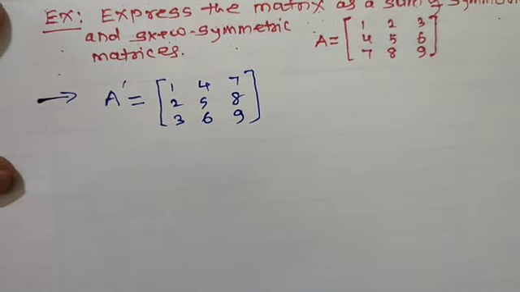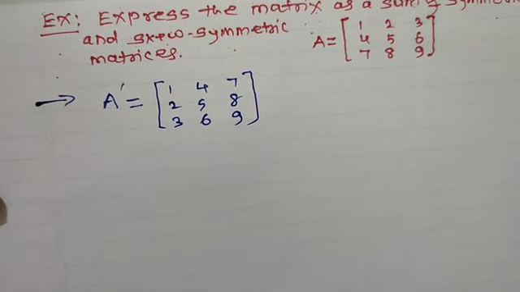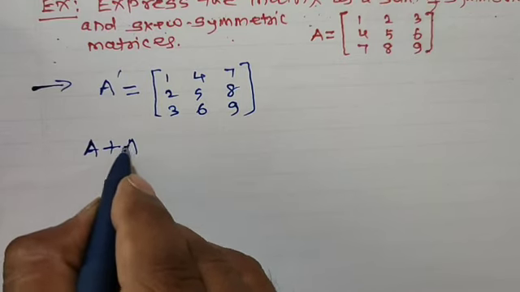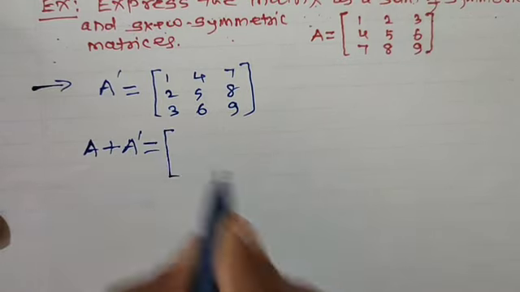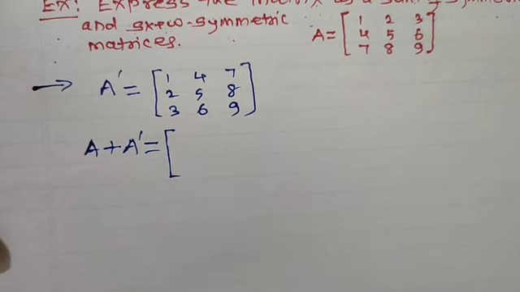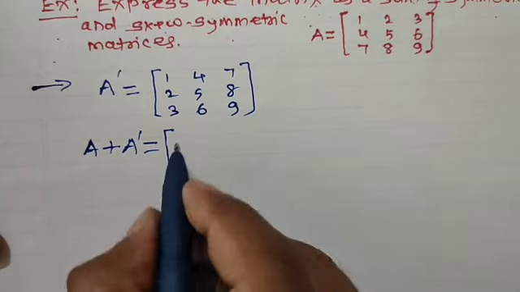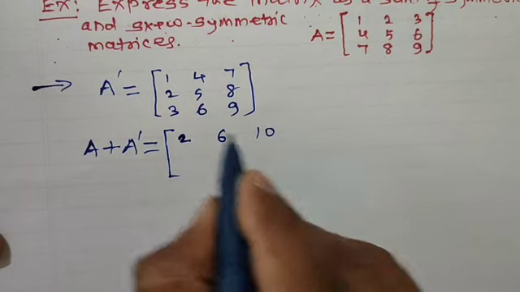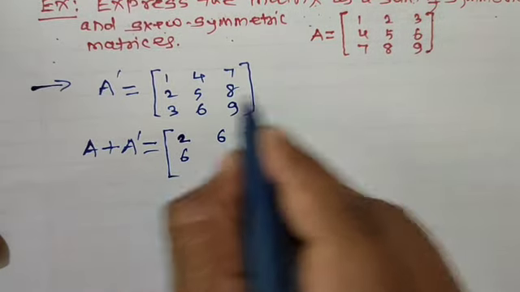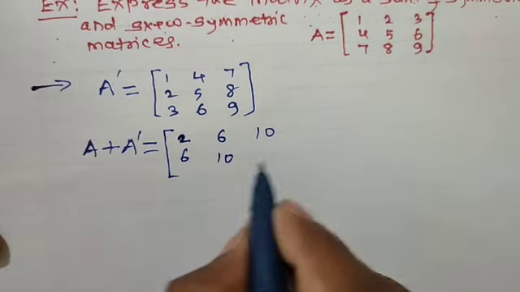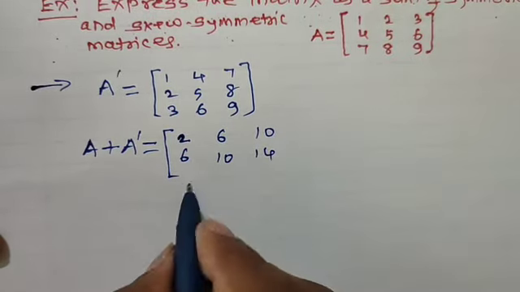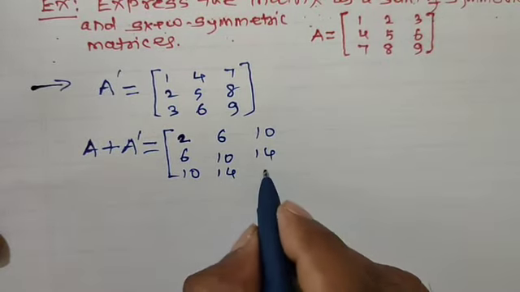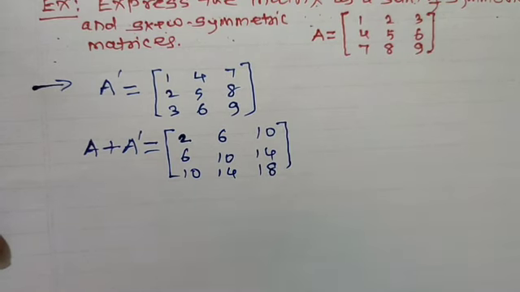Let us find A plus A dash and A minus A dash. A plus A dash is equal to the sum of two matrices, that is nothing but addition of corresponding elements. 1 plus 1, 2. 4 plus 2, 6. 7 plus 3, 10. 2 plus 4, 6. 5 plus 5, 10. 8 plus 6, 14. 3 plus 7, 10. Then 6 plus 8, 14. And 9 plus 9, 18. This is A plus A dash.